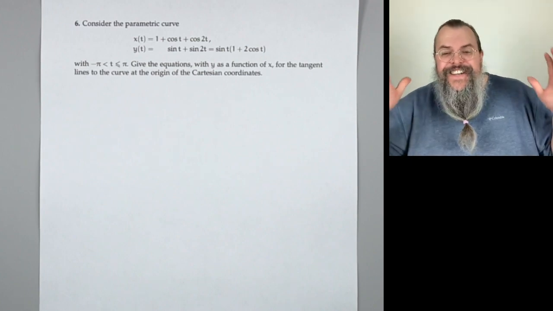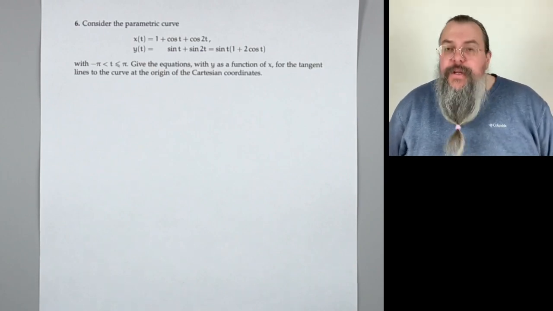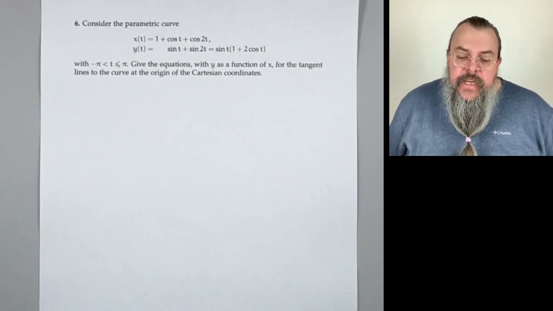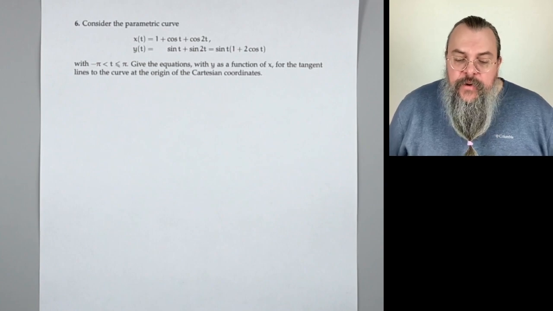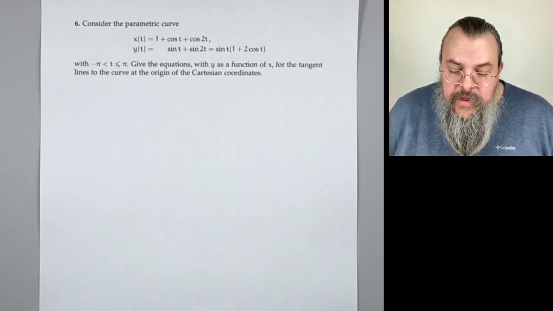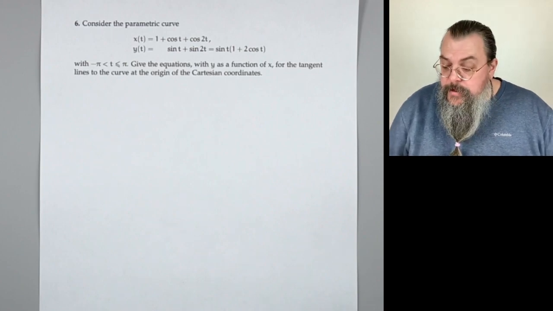I don't know. It's kind of hard to do parametric curves. We're not used to it, but maybe we don't really need to know. And it says, okay, give the equations with y as a function of x for the tangent lines to the curve at the origin of the Cartesian coordinates. All right, so when are we going to be at the origin?